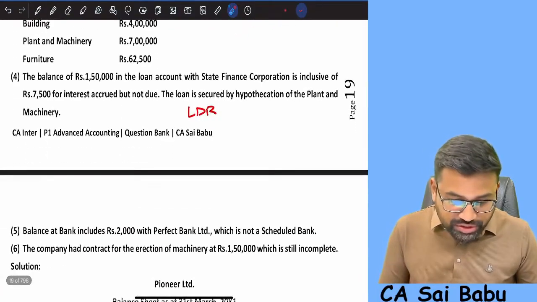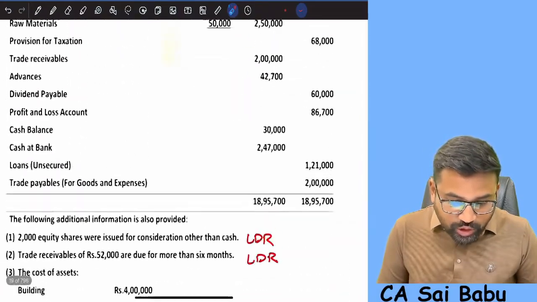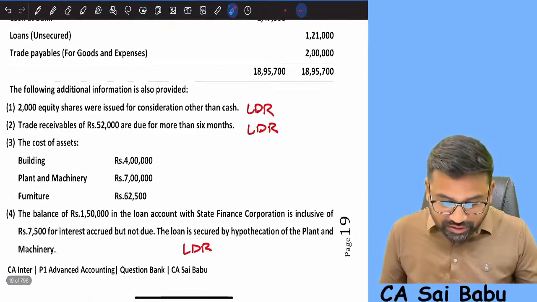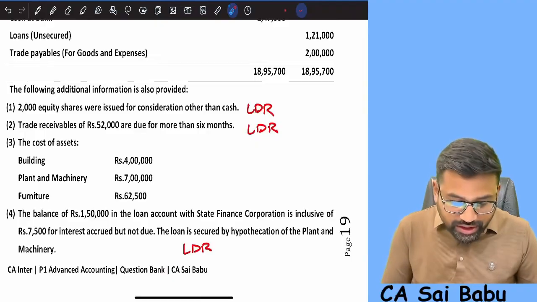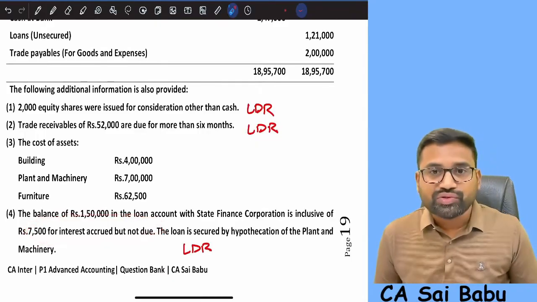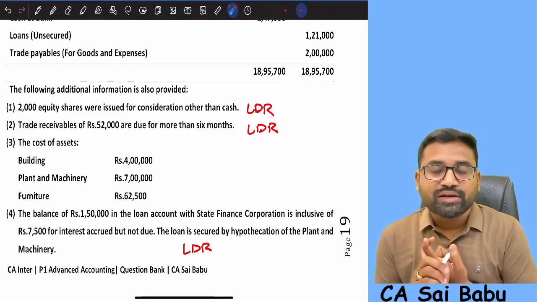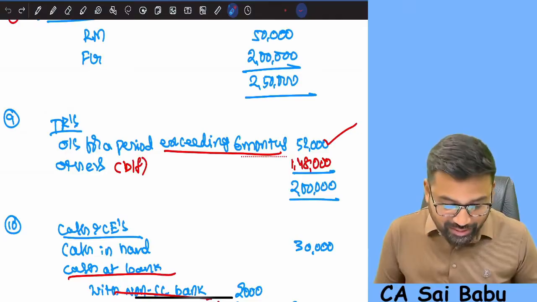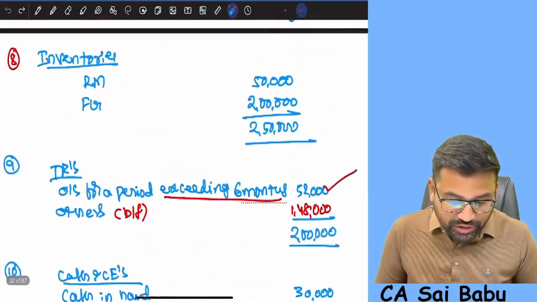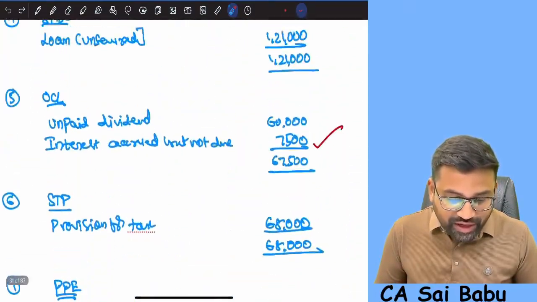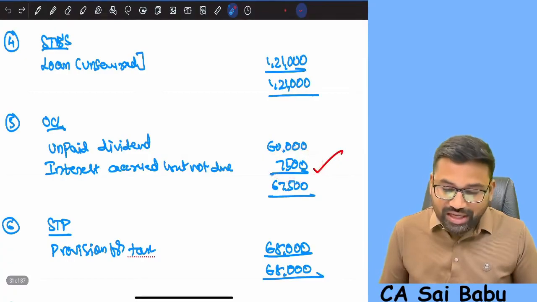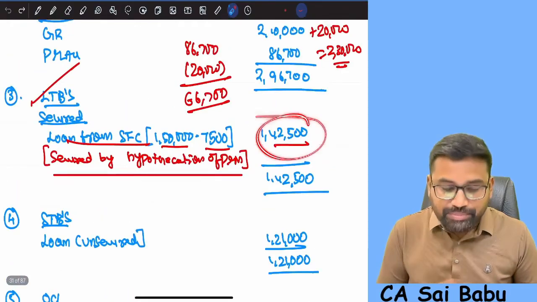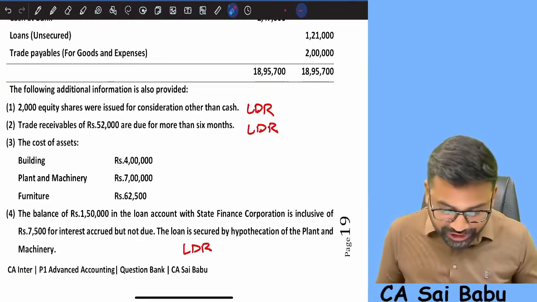And also in this question, there is a loan from State Financial Corporation. See this, a 1,50,000 loan is there. This 1,50,000 includes interest accrued but not due of 7,500. Now, according to Schedule 3, interest accrued but not due is shown as a part of other current liabilities. So from this 1,50,000, the 7,500 we need to show as a part of other current liabilities. Only the balance 1,42,500 will be shown as a part of long-term borrowings. This is one important adjustment.